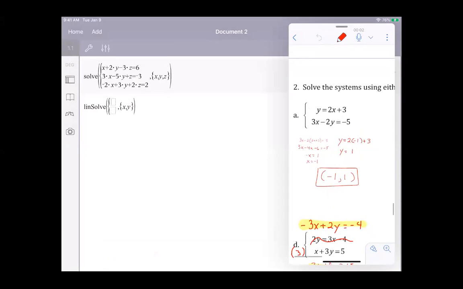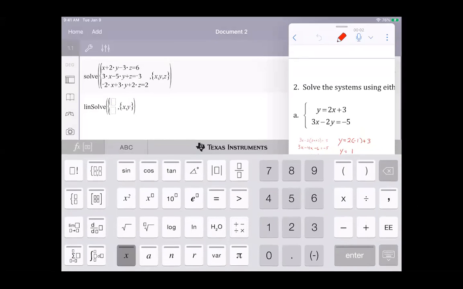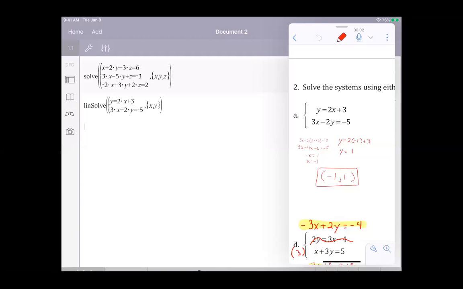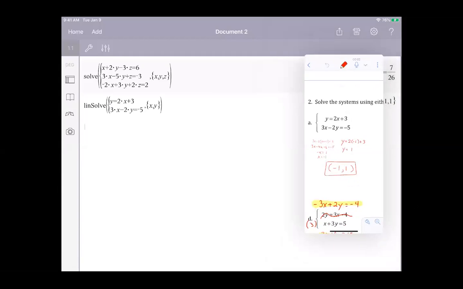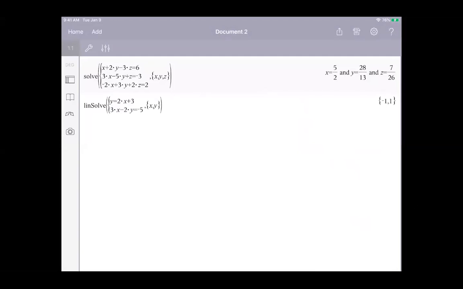So y equals 2x plus 3. And our second equation was 3x minus 2y is equal to negative 5. Hit enter. And there's the answer, same we got doing it by hand.